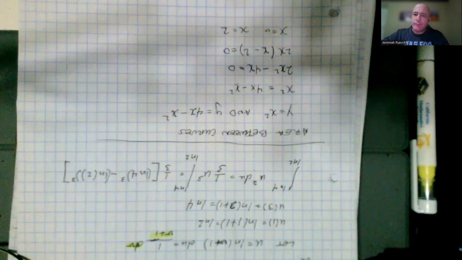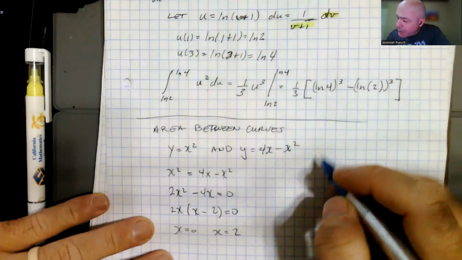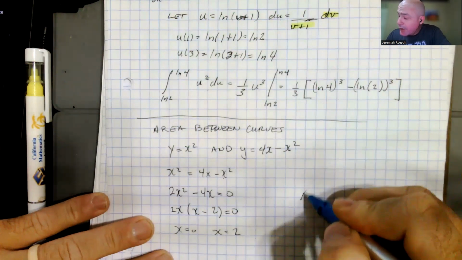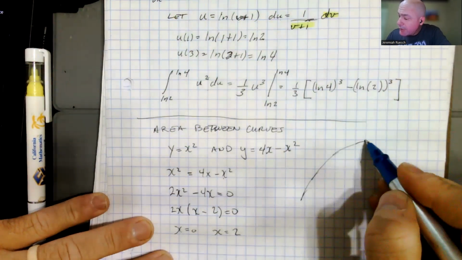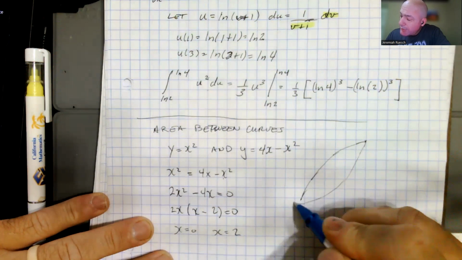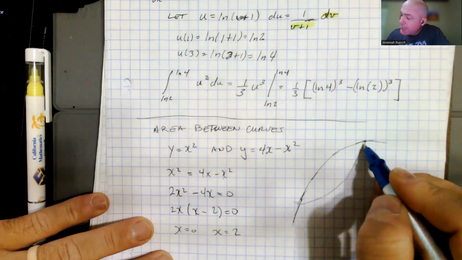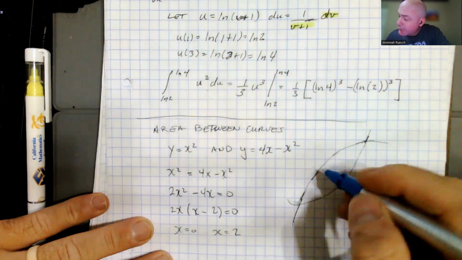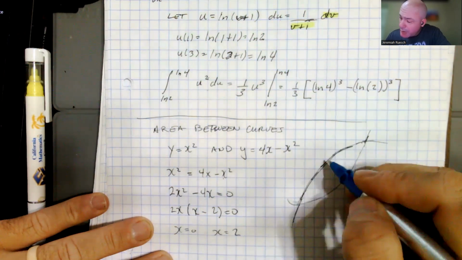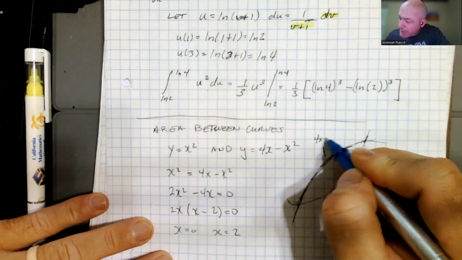So if I'm going to sketch the area of interest here, this is the graph that we're looking at between the areas of interest here. So this top function here, this is the 4x minus x squared.